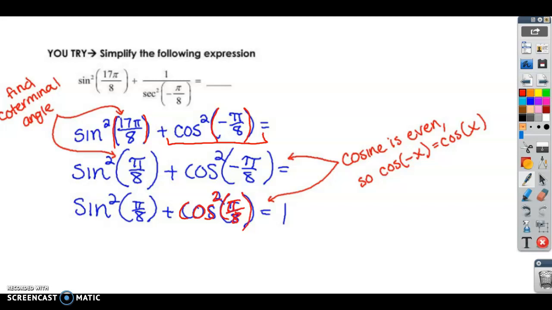Okay, so now for the sine, I'm going to have to find a coterminal angle first. So I just subtracted 2 pi, since we're dealing in eighths. If I want to subtract 2 pi, that's 16 eighths. So 17 minus 16 will give me 1/8 left. So that's where this pi over 8 comes from. Now it's positive, and I can add them together. Sine squared pi over 8 plus cosine squared pi over 8 equals 1. Done.